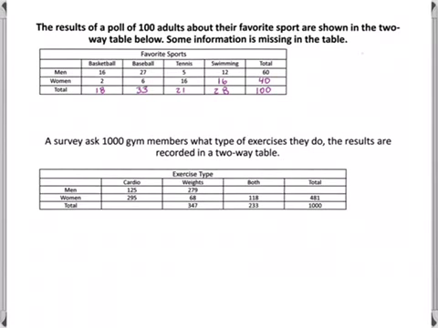And the next problem, a survey asks 1,000 gym members what types of exercise they do. The results are recorded in the two-way table below. So now we want to try to figure out the missing values here as well. Well, for cardio, this column is pretty easy. We just add the two values together. We're going to get 420.